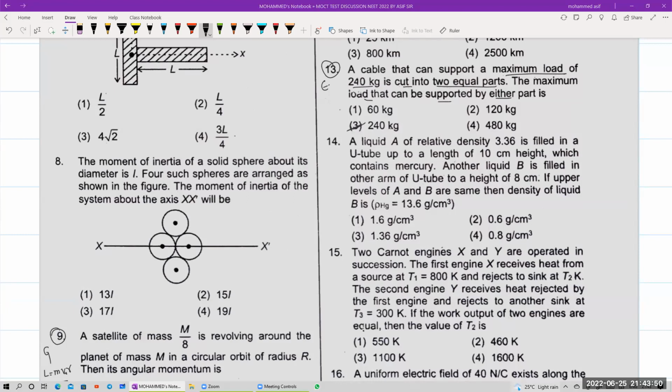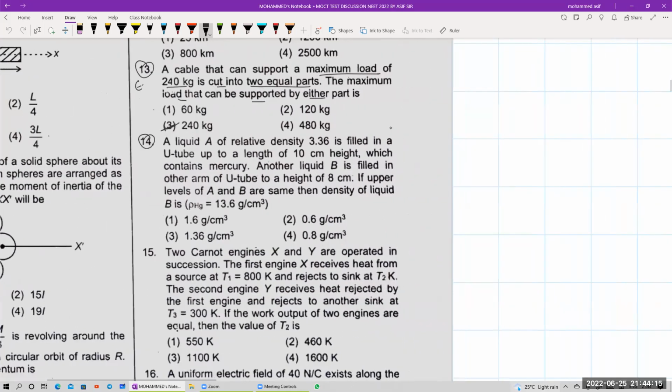Very good. Next one. Question number 14. Fluids. Very important model, better. A liquid A of relative density 3.36 is filled in a U tube up to a length of 10 centimeter height, which contains mercury. Another liquid B is being filled in another arm of the U tube to a height of 8 centimeter. If the upper levels of A and B are the same, then the density of the liquid B will be equal to how much? This is a good question.